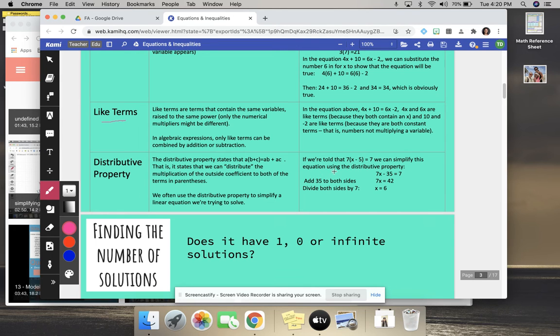For instance, if we're told that 7 times the quantity x minus 5 is equal to 7, we can simplify this equation using the distributive property. So we're multiplying the 7 by the x and then the 7 by the negative 5. So we get 7x minus 35 is equal to 7. And then we add 35 to both sides. So now we have 7x equals 42. And then we divide both sides by 7 to get x is equal to 6.